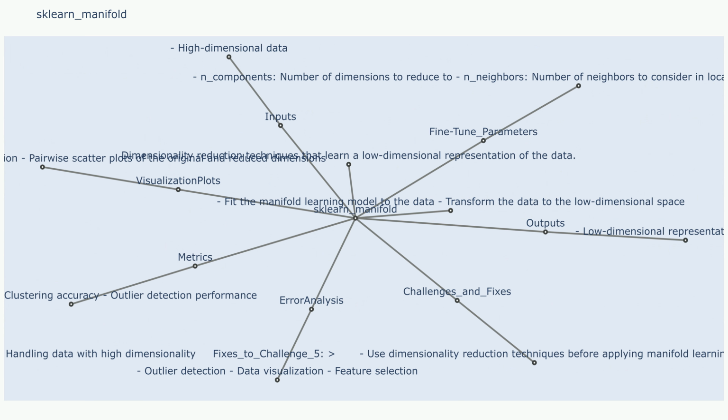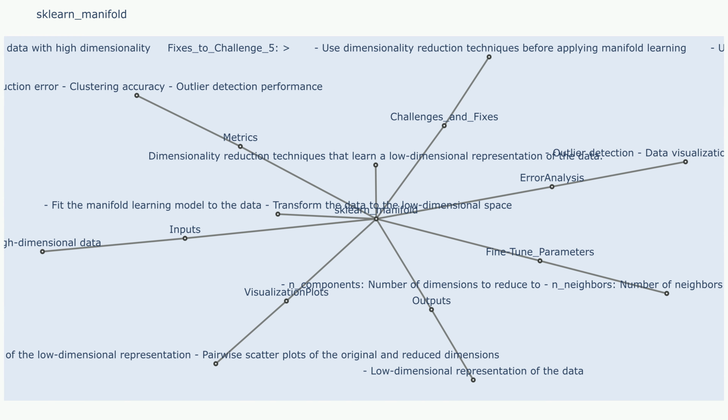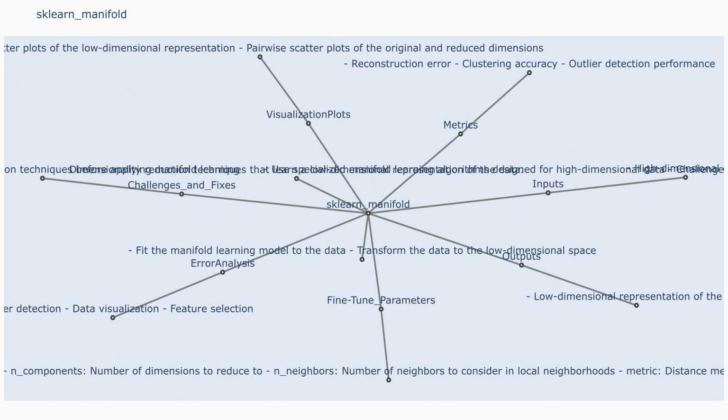Uncertainty methods. Uncertainty method 1, confidence intervals. By sampling the embedding space multiple times, we can calculate confidence intervals for the location of each data point in the embedding space. Uncertainty method 2, bootstrap aggregating. By sampling the original data with replacement, we can create multiple different embeddings and calculate confidence intervals for the location of each data point.